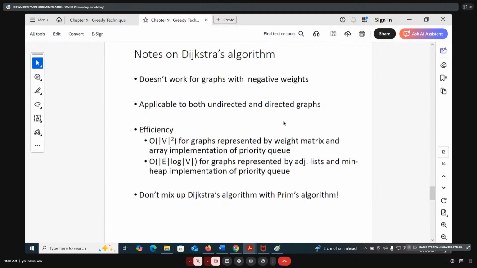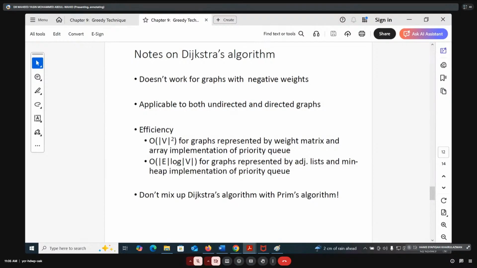Efficiency: O(V^2), where V is the number of vertices, for a graph represented by a weight matrix and array implementation of the priority queue. O(E log V) for a graph represented by an adjacency list and min-heap implementation of the priority queue. If you use a heap, finding the minimum value is direct, and it will take O of the number of edges times log of the number of vertices. Here it is O(V^2).